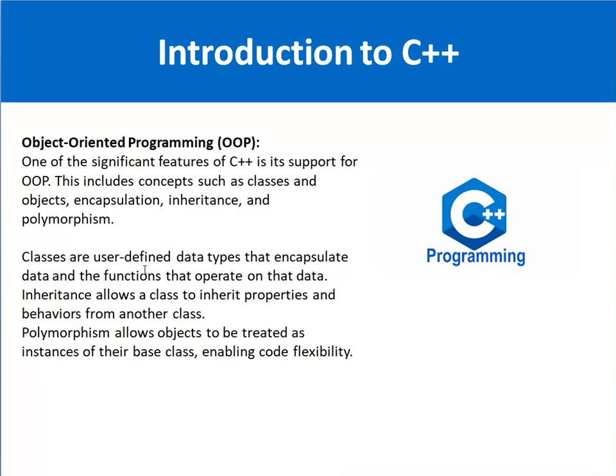Then polymorphism. Polymorphism allows objects to be treated as instances of their base class, enabling code flexibility. Polymorphism is also a very detailed concept, and polymorphism means that poly means multiple and morphism means behavior. So that means a class or an object can have multiple forms and multiple behaviors.